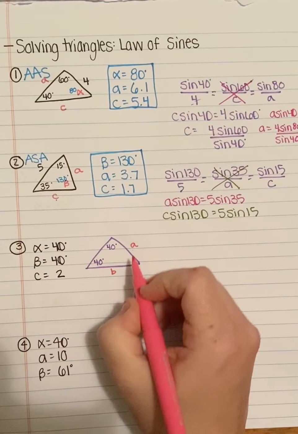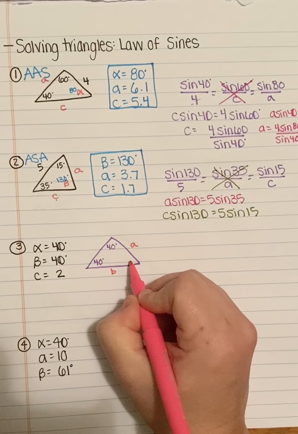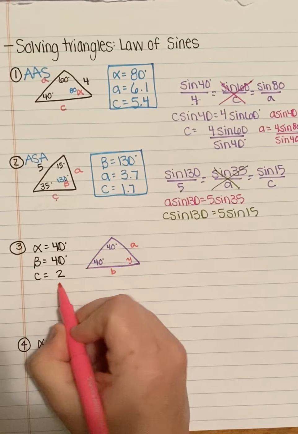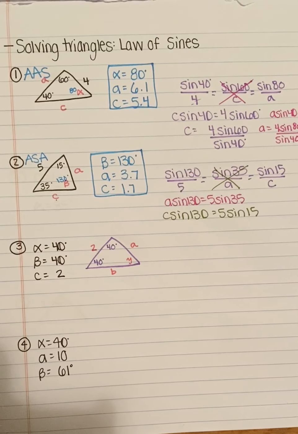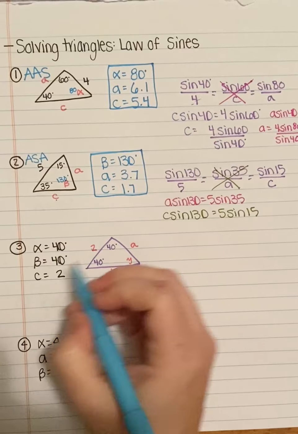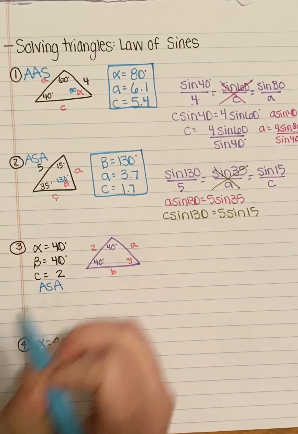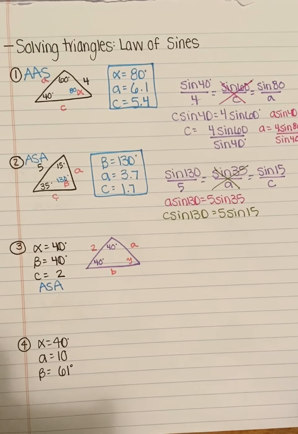Now, C was 2. Remember, I'm given alpha, I'm given beta, so this is gamma, and across from gamma is C, which I know here to be 2. Now, looking at this problem, I notice that it is angle, side, angle. So this is angle, side, angle, which means I'm going to use the law of sines to begin this problem.